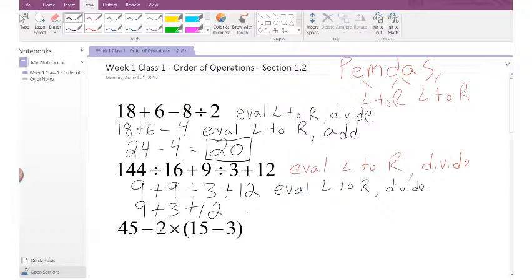And then finally, evaluate left to right. And what do we take care of here? Chap, what do we take care of here? Yeah, the addition, add. 9 plus 3 is 12, and then 12 plus 12, we end up with 24. All right, very good.